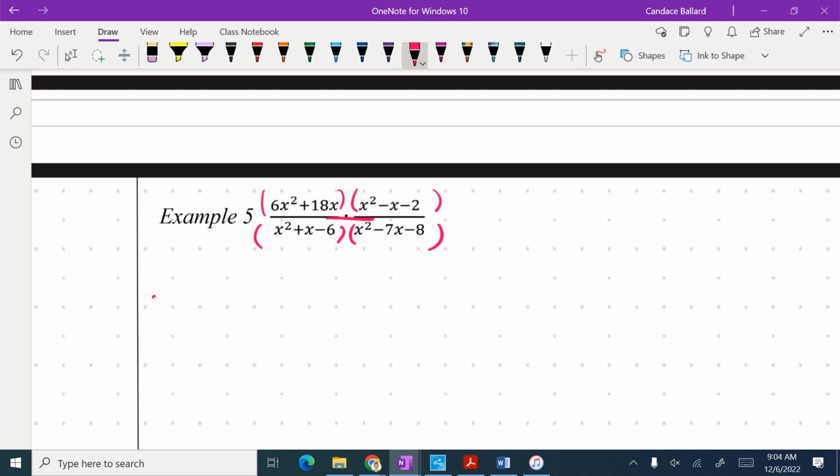All right, what's the first thing I always look for when I factor? Greatest common factor. Is there a greatest common factor in that first term? 6 what? Perfect. What's left behind? When I divide 6x squared by 6x, what do I get? Good. And when I divide 18x by 6x, what do I get? 3. Good.